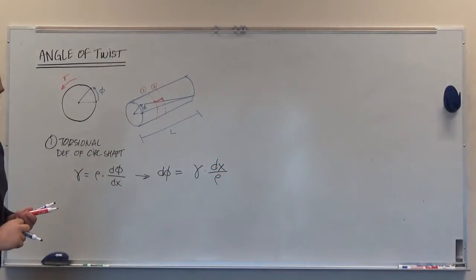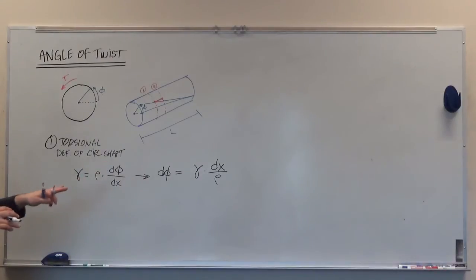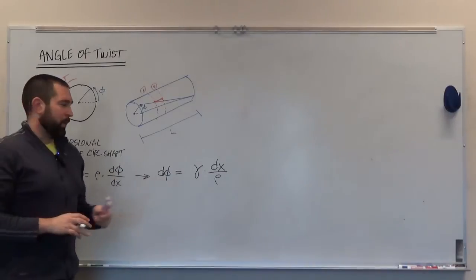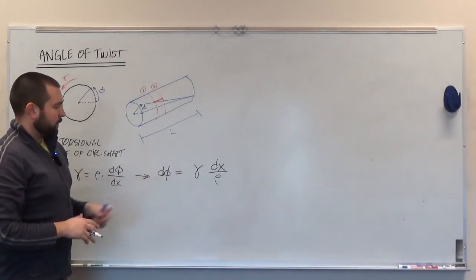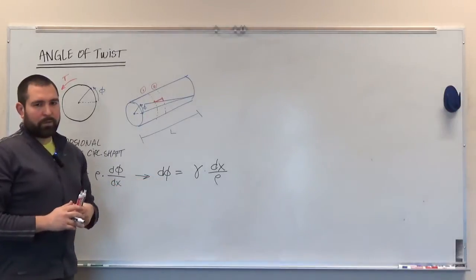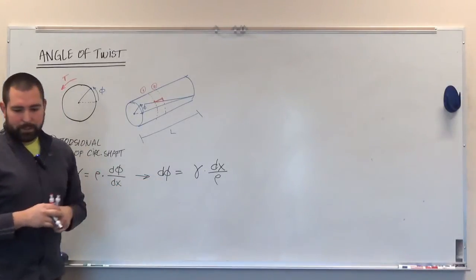All right, so that might not mean a lot in terms of real-world application, but it's just kind of an intermediate step to get us to the point where we can integrate both sides and calculate what the overall angle of twist is going to be from one point on the shaft to the next.